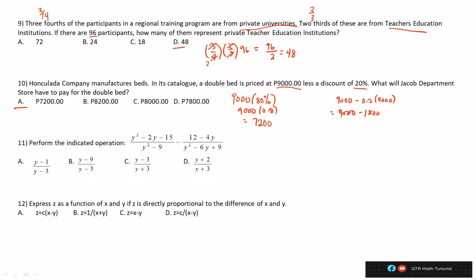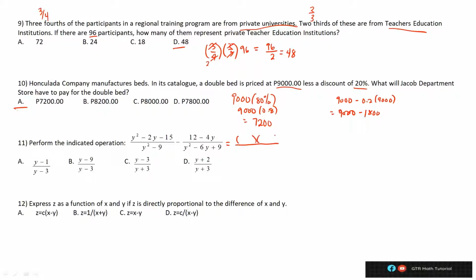So we have y squared minus 2y minus 15 divided by y squared minus 9 minus 12 minus 4y over y squared minus 6y plus 9. So obvious naman, kitang-kita naman natin na pwedeng lahat ay factorable. Tama? So since quadratic sila, tatlong quadratic. So y squared, square ang highest exponent, then itong isa ay linear, y lang, or 1 lang ang exponent. Okay, so i-factor lang natin isa-isa.